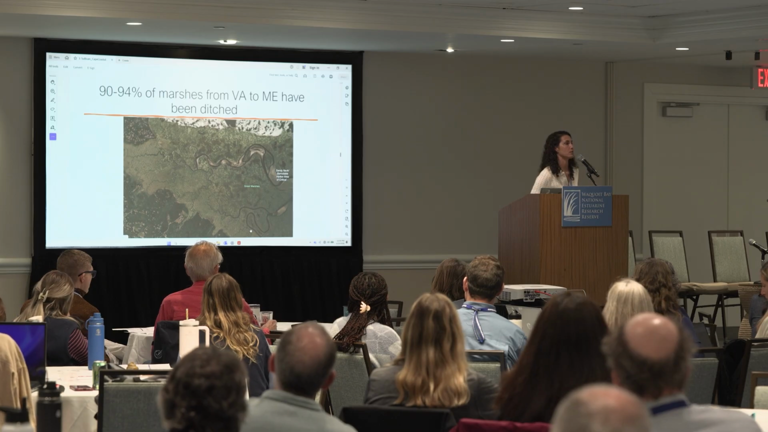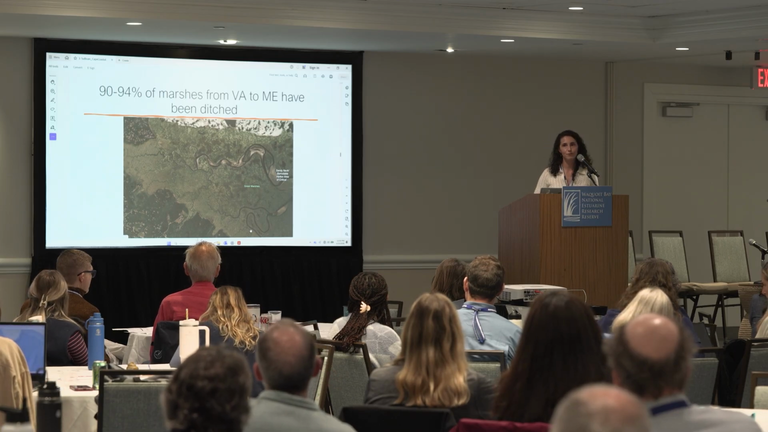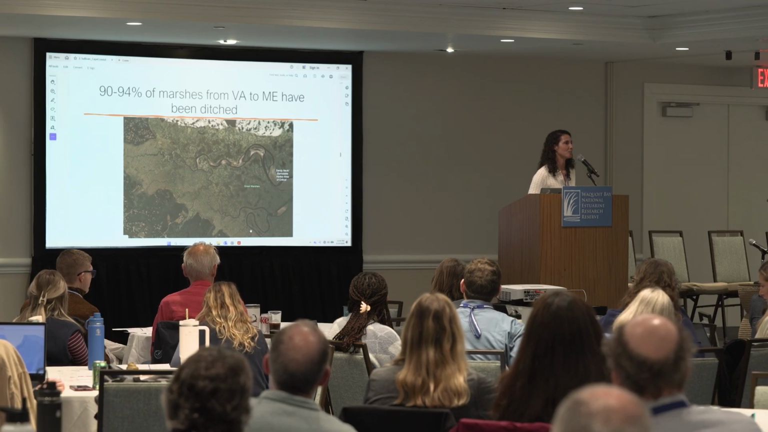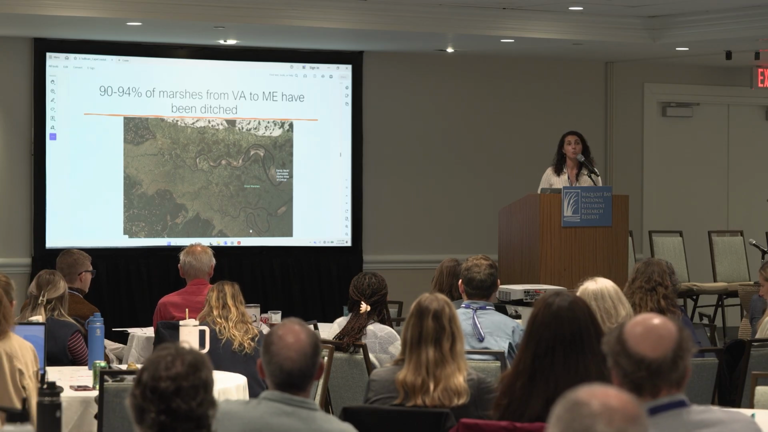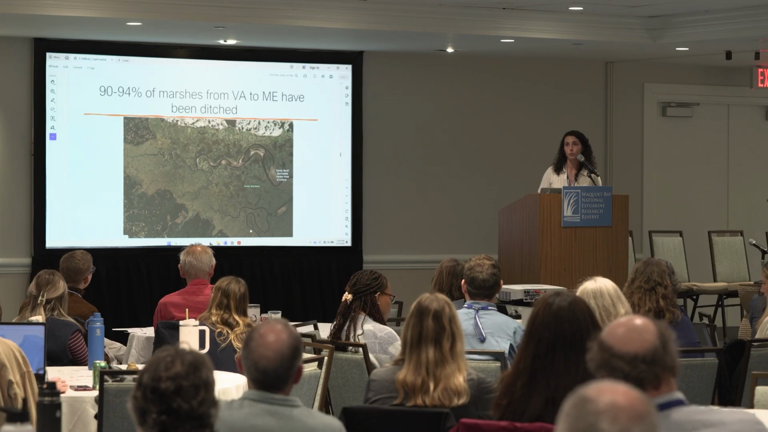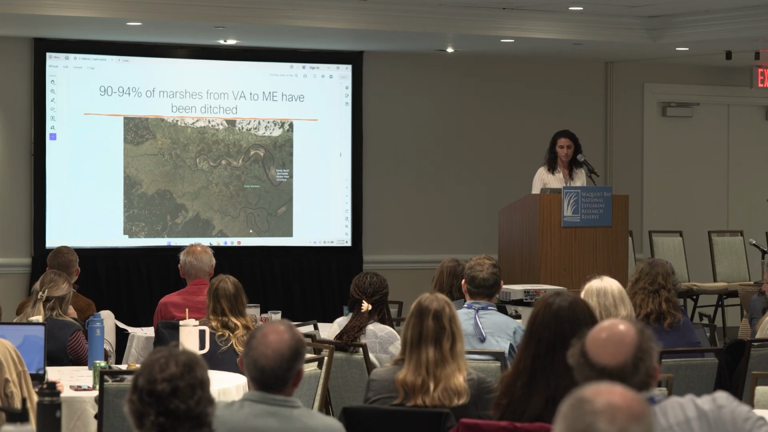This is what that marsh looks like without the mapping lines. So very visible with the naked eye, very visible when you're out there on the ground. And so you can imagine that all of these ditches are having an impact on marsh hydrology and increasing our need for restoring them.